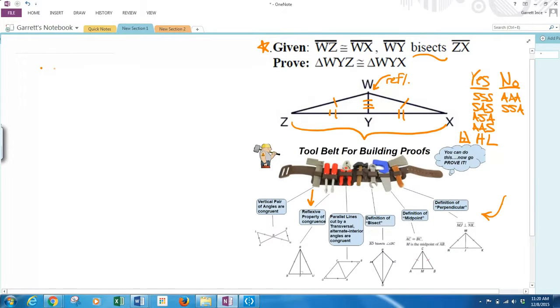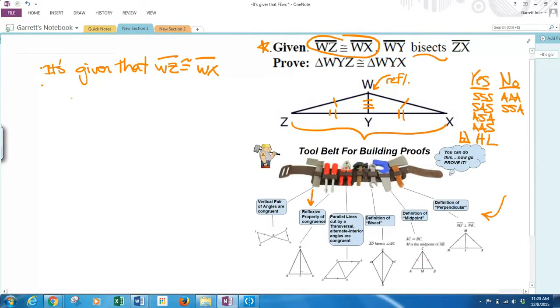I like to always start with the givens when they give us a flat out, straight up, hey, this side is congruent to that side. That's a nice, easy thing to start with. So it's given that side WZ is congruent to side WX.